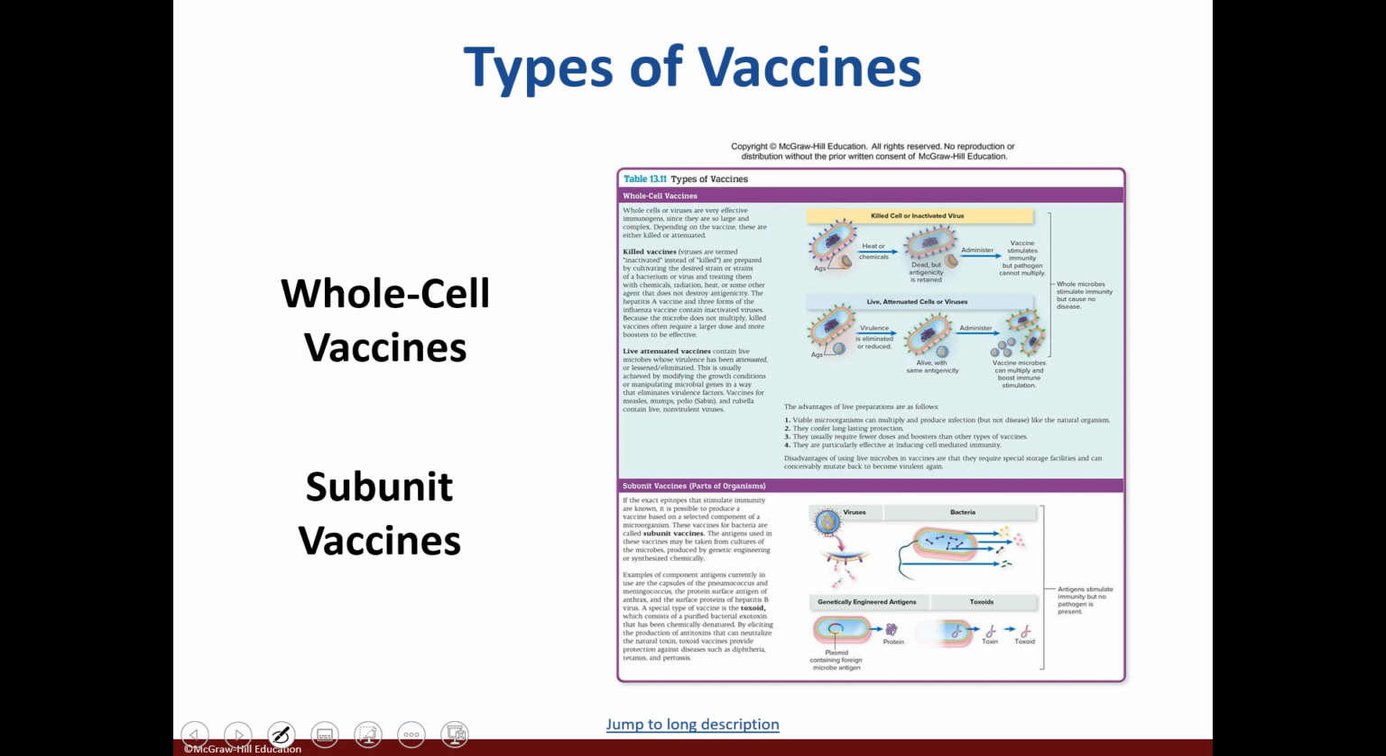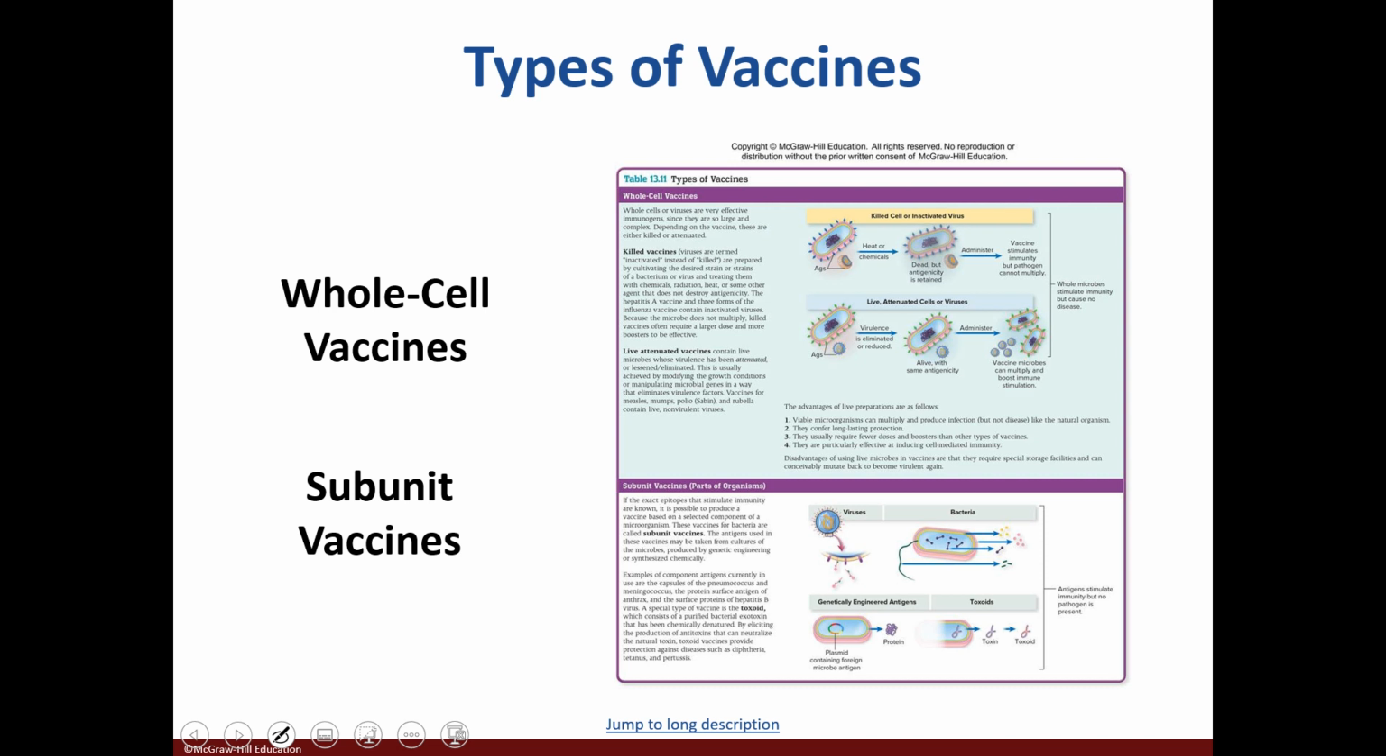Live attenuated vaccines contain live microbes that have had their virulence weakened or eliminated. The microbes can replicate and at the same time elicit a response from the immune system. The MMR vaccine, polio, and rubella are examples.